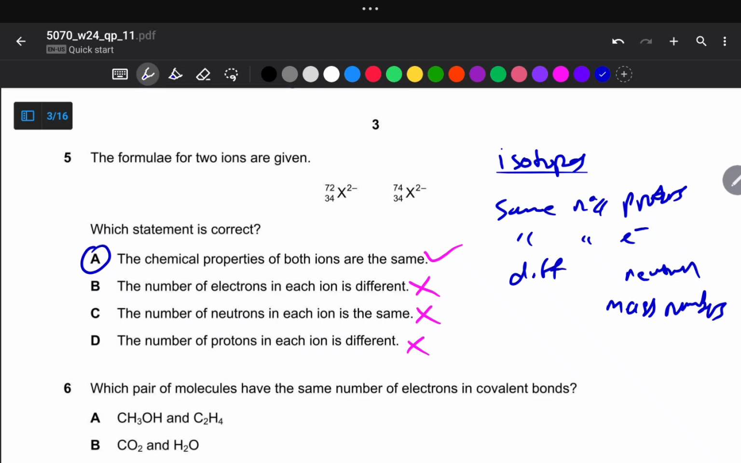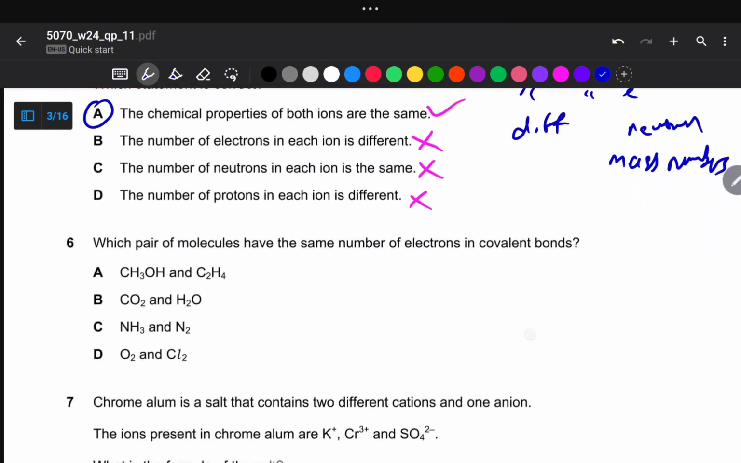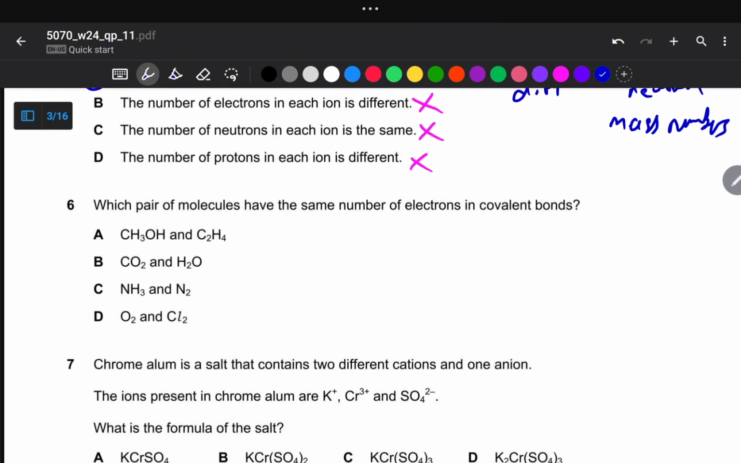So you really need to know the principles behind each fact being examined, right? For isotopes, these are what you really need to know, because each and every question lies from this information. So we now go on to question number 6, which says which pair of molecules have the same number of electrons in their covalent bonds.